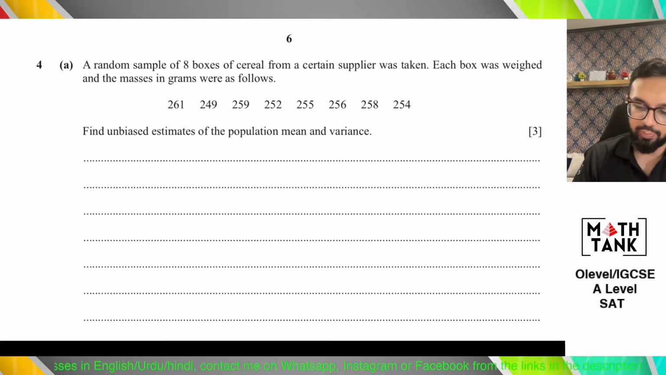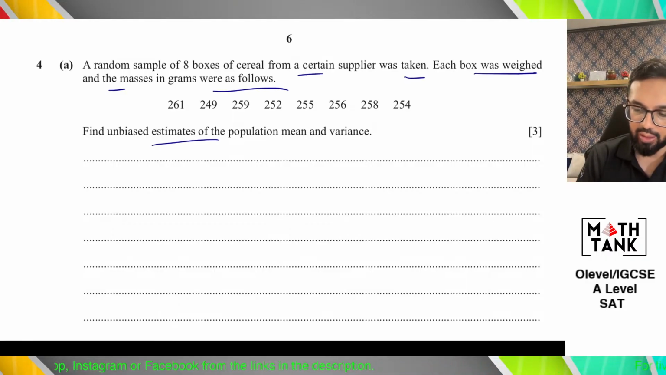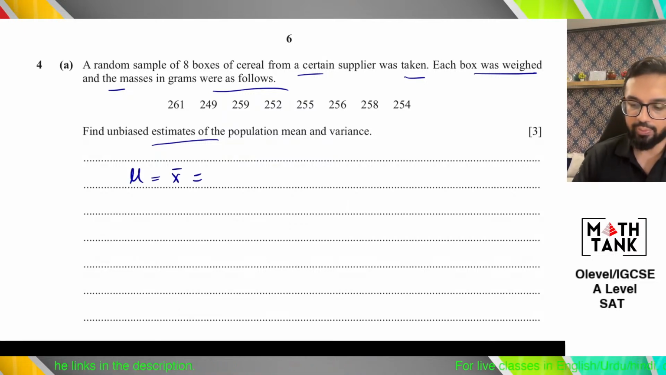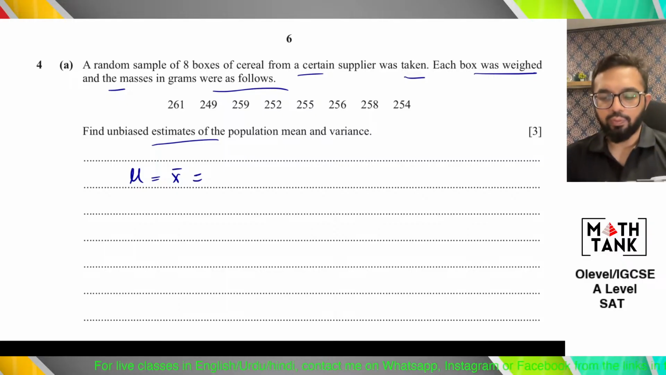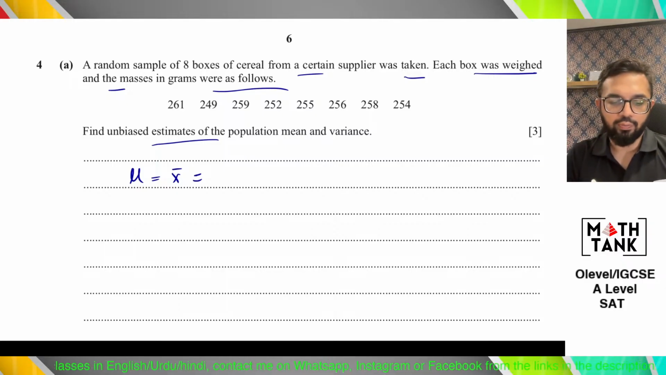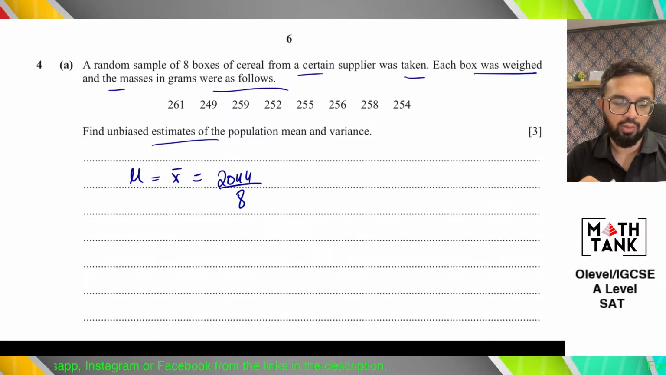Quickly on to question number 4. It says a random sample of 8 boxes of cereal. Each box was weighed and the masses in grams were recorded. Find unbiased estimates of the mean and variance. The mean is equal to x bar. Quickly add up these numbers: 261 plus 249 plus 259 plus 252, 255, 256, 258, 254. 2044 divided by 8, 255.